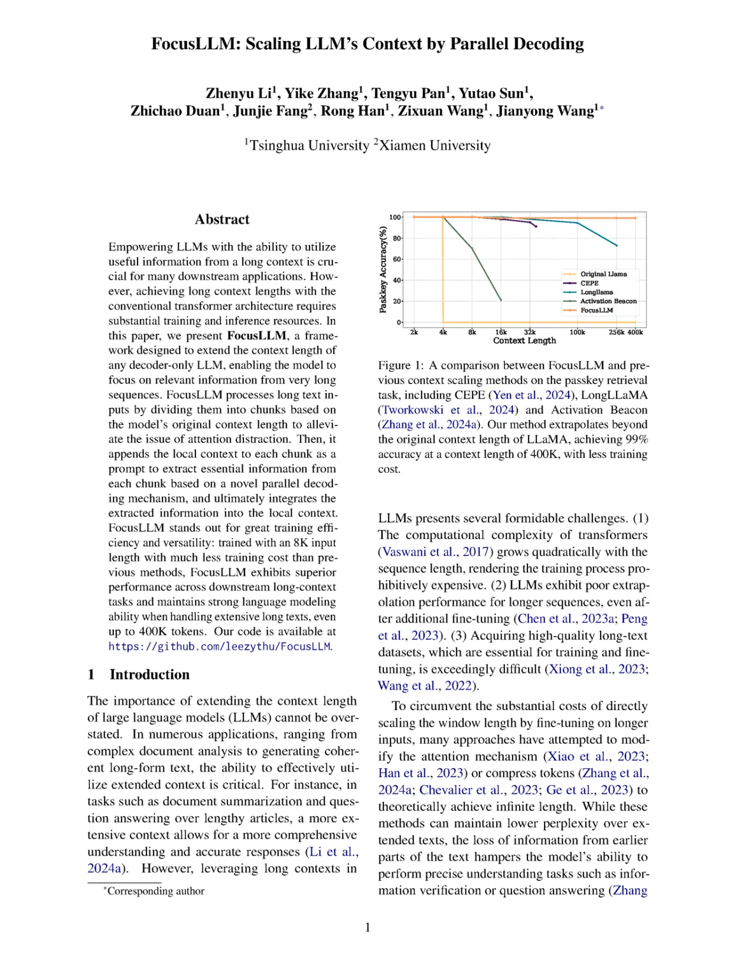FocusLLM aims to address the significant limitations of existing large language models, LLMs, in processing long texts, particularly the computational complexity and poor extrapolation performance associated with traditional transformer architectures. Specifically, it tackles the quadratic growth in computational demands as sequence lengths increase, which makes training on longer inputs prohibitively expensive. Additionally, FocusLLM mitigates the issue of information loss from earlier parts of the text that occurs in many context scaling methods, which hampers tasks requiring precise understanding, such as information verification and question answering.